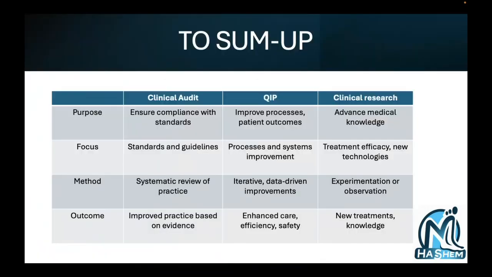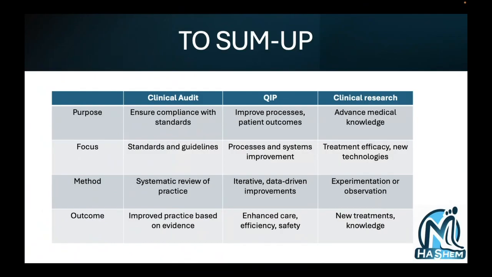So to sum up, there are 3 quality projects: clinical audit, quality improvement project or QIP, and clinical research. All 3 aim to improve quality. The audit improves quality by making you compliant with the standards or guidelines. The quality improvement makes you improve your process and patient outcome. And clinical research is advancing medical knowledge and introducing new ideas and treatments.